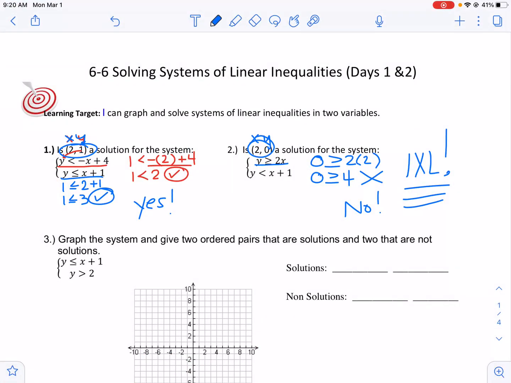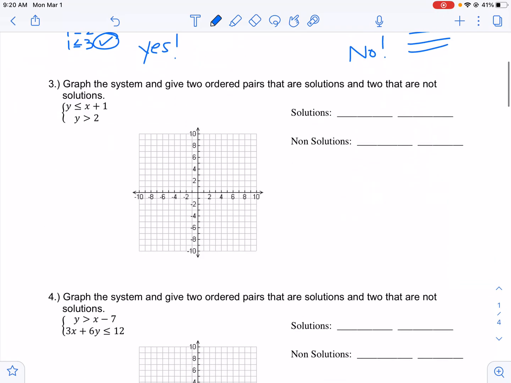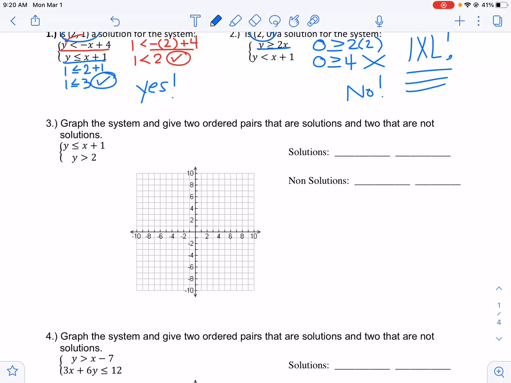So now that you've worked on IXL for 10 minutes and hopefully mastered this topic about determining if the point is a solution to the system, we're going to go ahead and graph two problems, numbers 3 and 4, and you'll turn these notes in for points. Number 3 says graph the system and give two ordered pairs that are solutions and two that are not solutions.